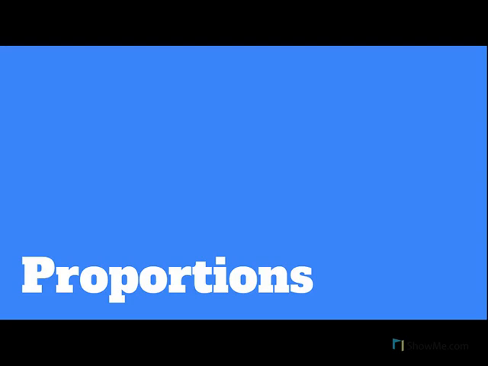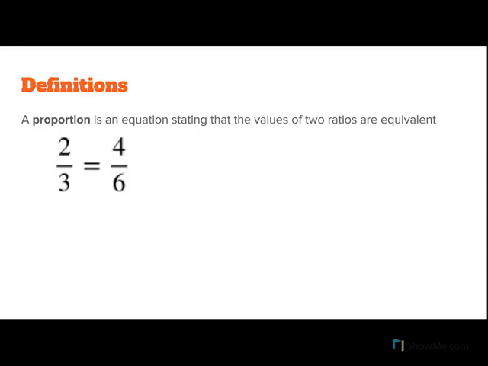Hey guys, today we're going to continue to talk about these ratios and things that we've been dealing with, but now we're going to look at them in terms of what we call proportions. So what's the difference? Well, now a proportion is an equation stating that the values of two ratios are equivalent. So we know how to find equivalent ratios, right? We've treated them like equivalent fractions in the past, but now we're actually setting these equal to each other, and this is the new piece for today.